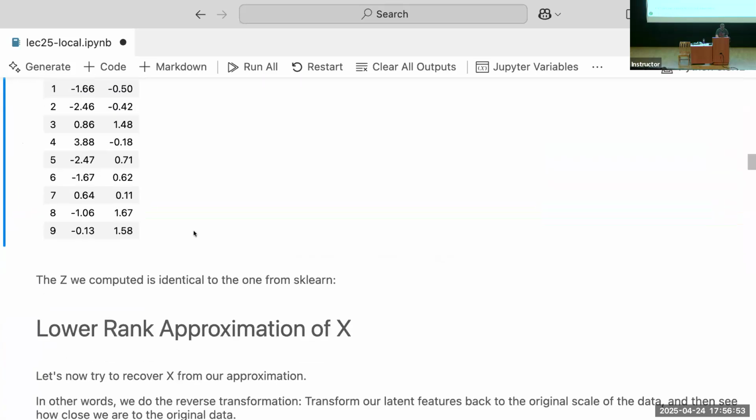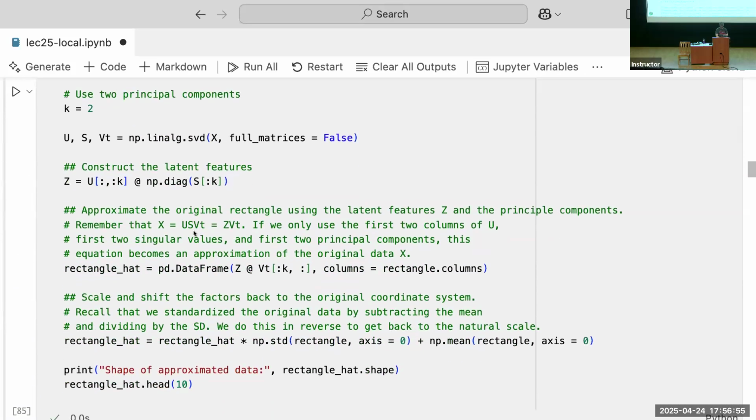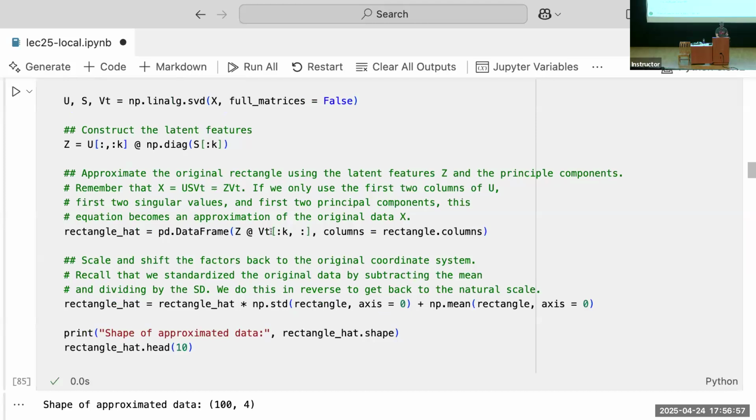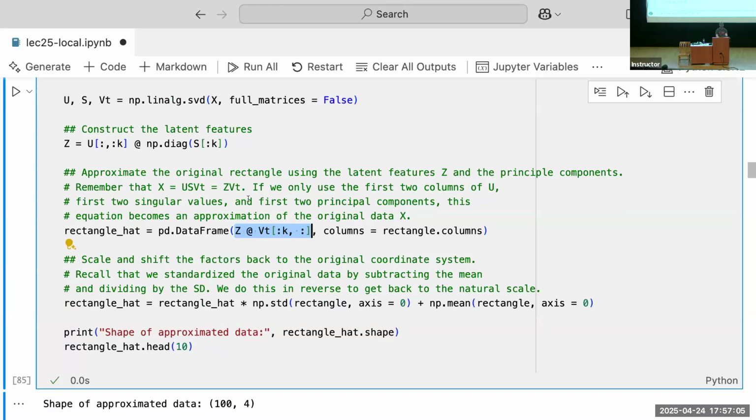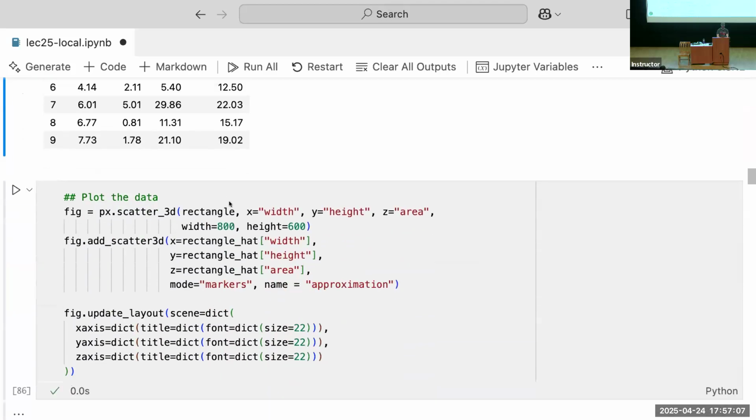All right, so how good is this actual approximation? I mentioned in the slides we can rerun PCA sort of backwards, in reverse, to get back the approximation of our original data. So let's do that, and what actually happens?